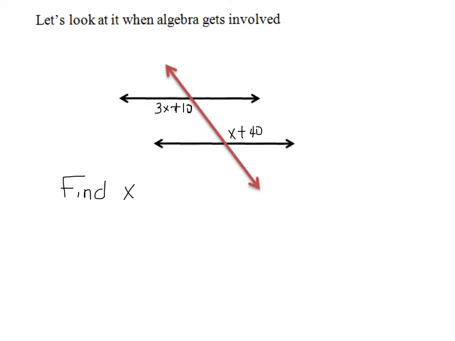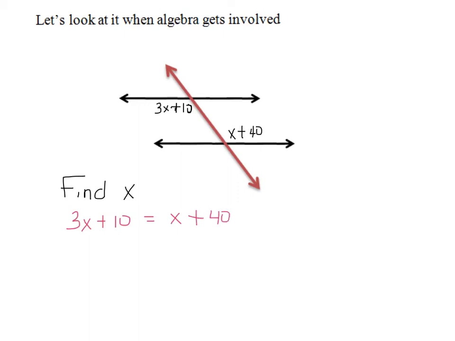First, you have to remember, what do you know about these angles? Well, looking at the diagram, I see that they are alternate interior angles. And what do you remember about alternate interior angles? They're congruent. That means they're equal to each other. So what I'm going to do is take my first angle, 3x plus 10, and that equals x plus 40.